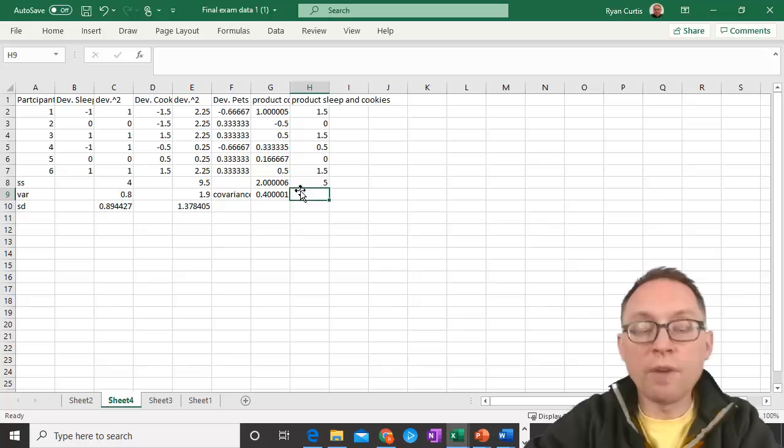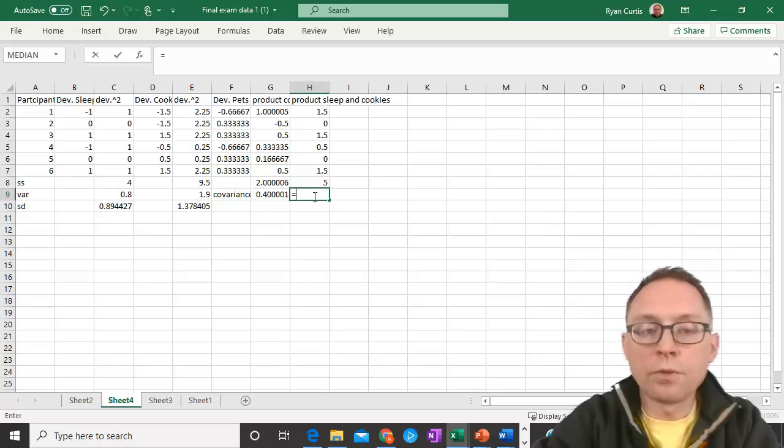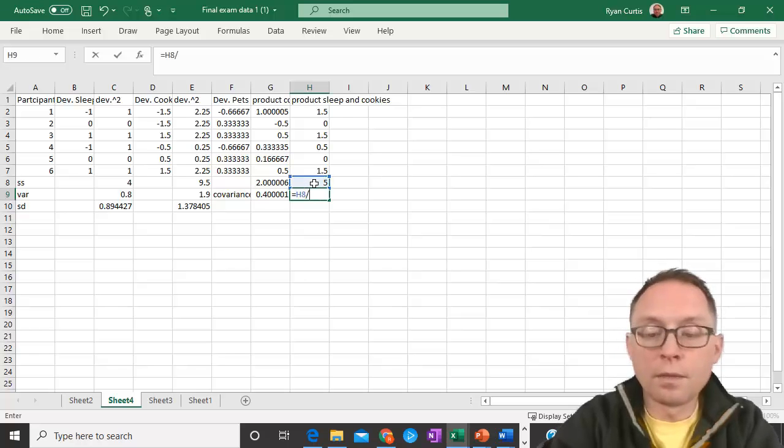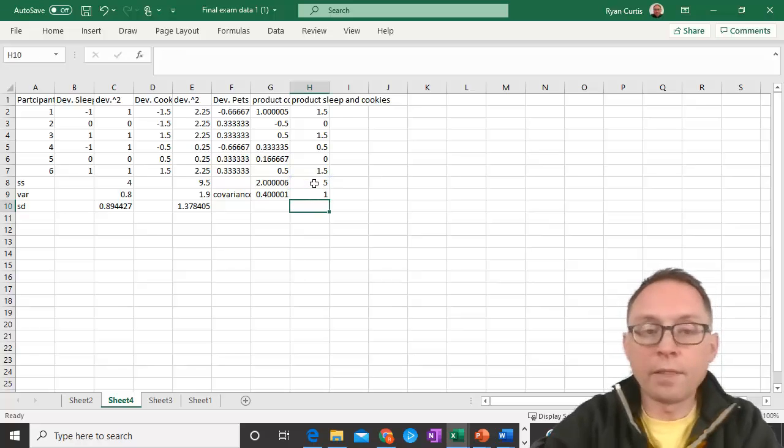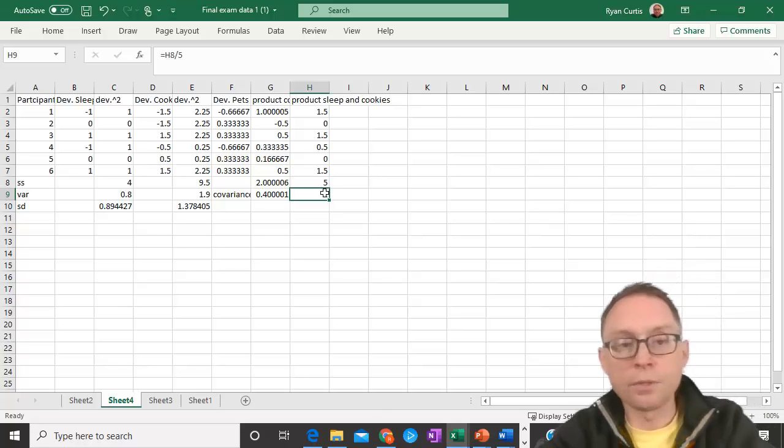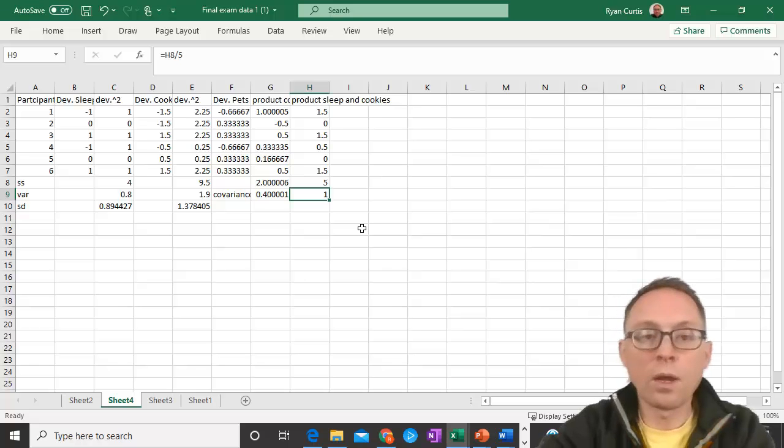Then we are going to divide it by n minus 1, right? So if you remember, n is 6, so n minus 1 is 5. Guess what that's going to be? It is this divided by 5, and that's going to be 1. So the covariance is going to be 1. All right, so this is the covariance that we want.